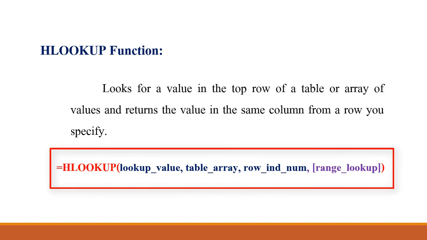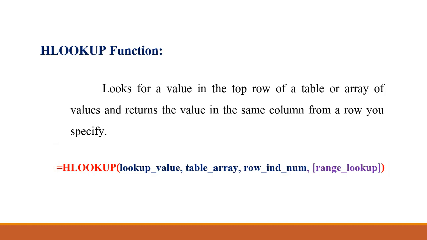See here: equals HLOOKUP, lookup value, comma, table array, comma, row index number, comma, range lookup. There are 4 arguments. Of these, 3 are required and 1, range lookup, is optional, so that's what we place inside the square bracket. Means we are taking lookup value, table array, row index number and range lookup.